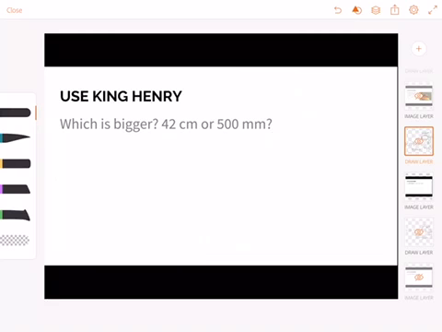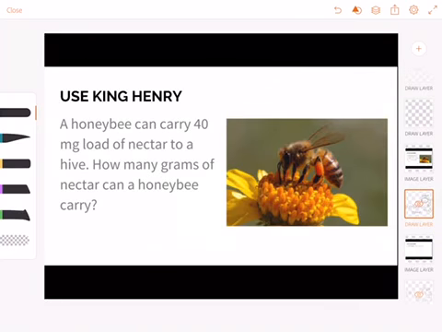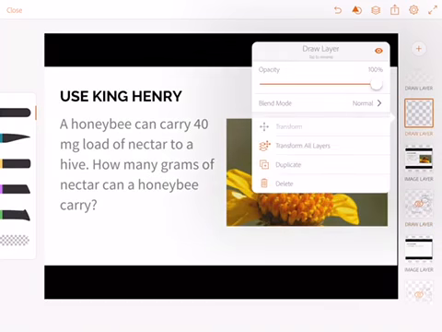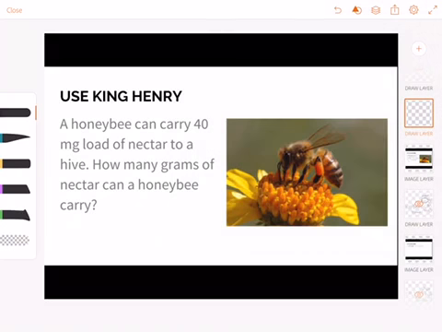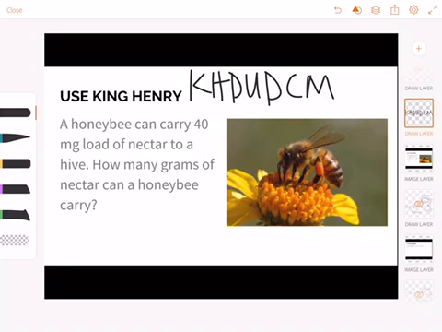Okay, we can do the same thing as all of this, just in a story problem. You end up doing the exact same work. So a honeybee can carry a 40 milligram load of nectar to its hive. How many grams of nectar? So if we use King Henry again, drinking chocolate milk, we're starting with 40 milligrams.